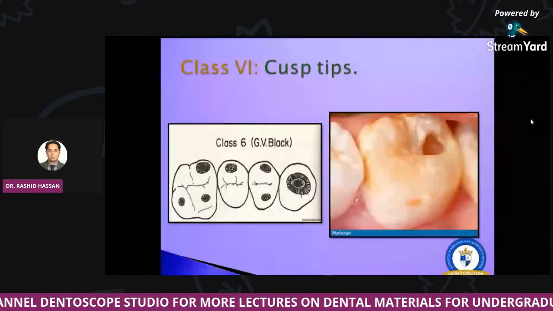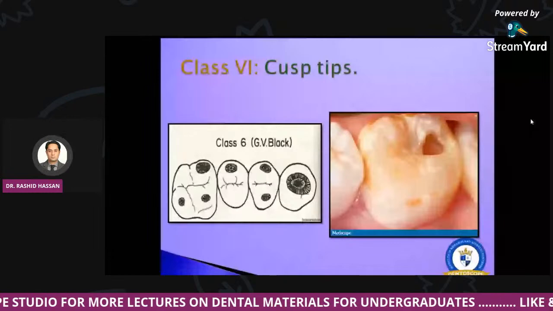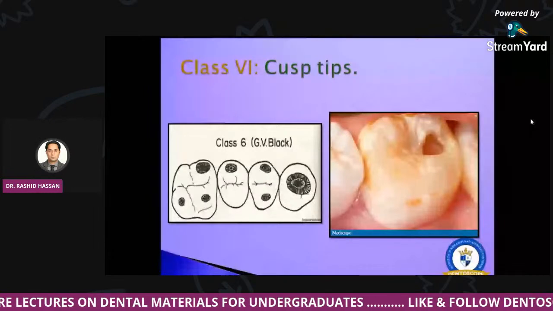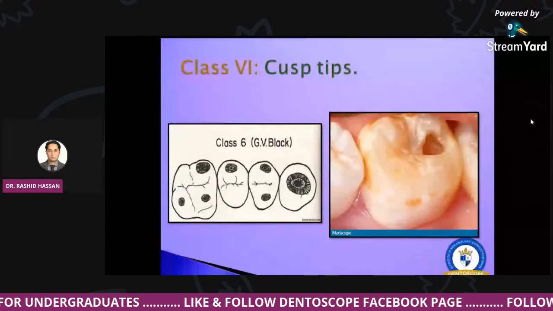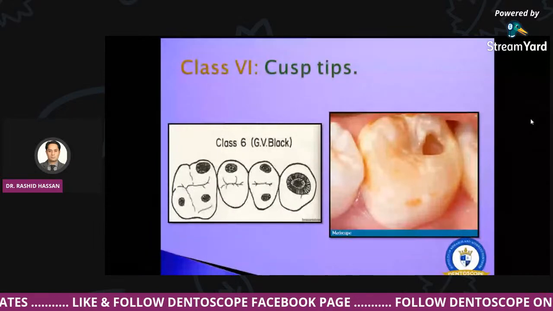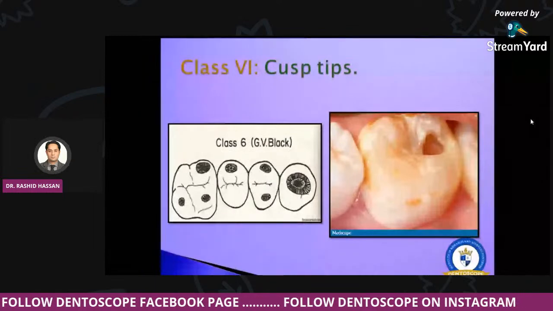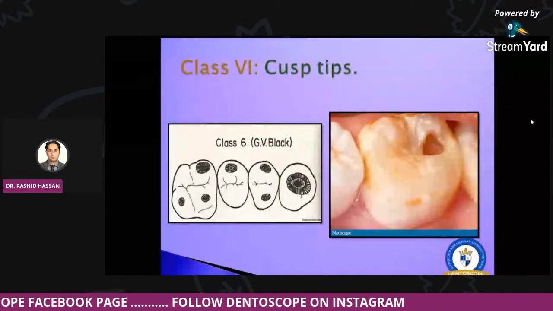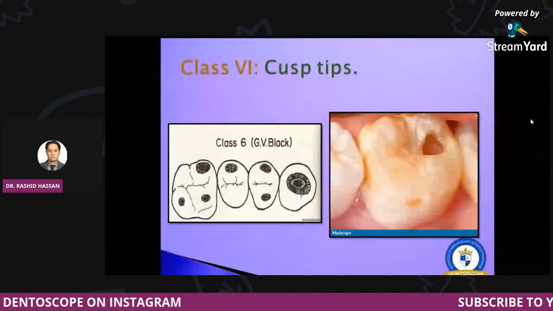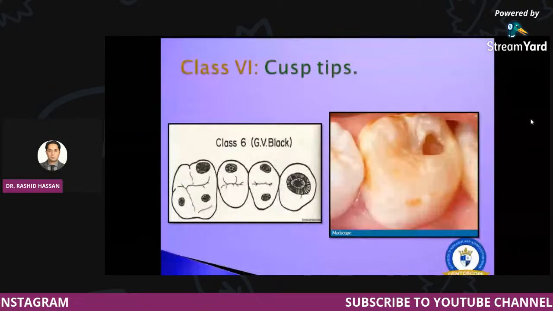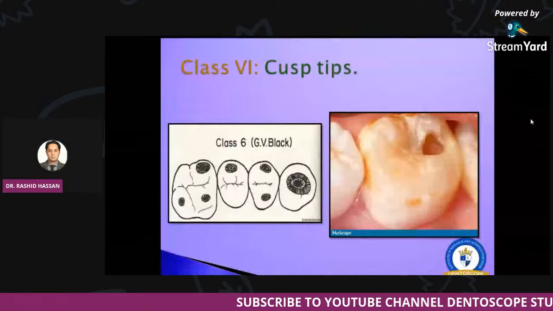So I have explained all the five classes of the classification, and the sixth one, which is the modification present on the cusp tip only, because now we are going to move ahead and start with composites. And when the application of dental composite comes, these are the classes which I am talking about.